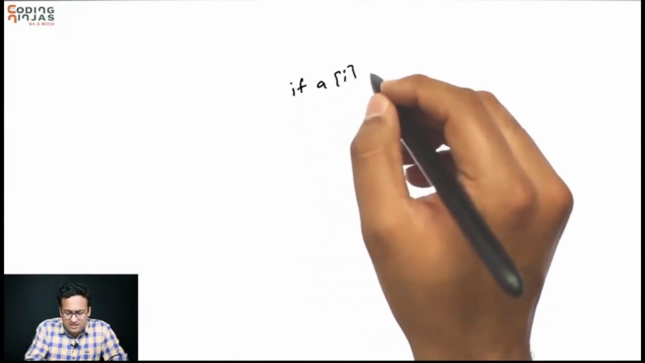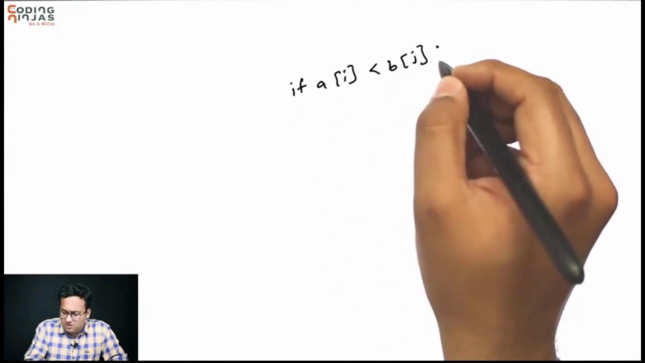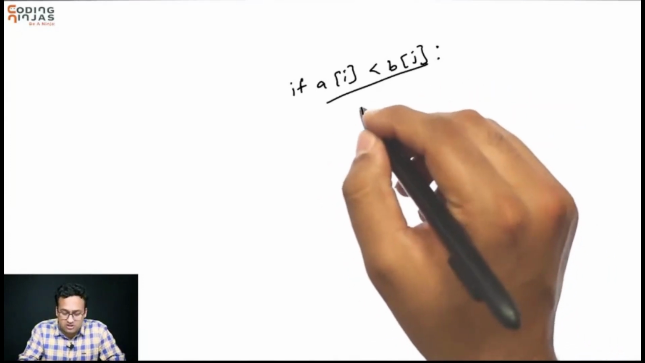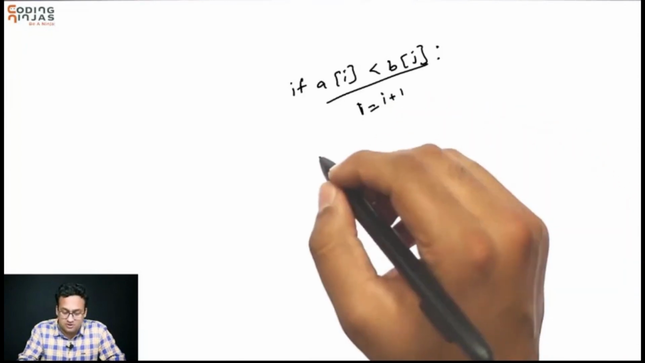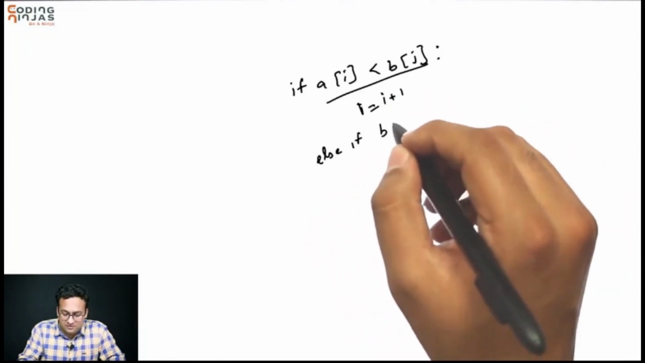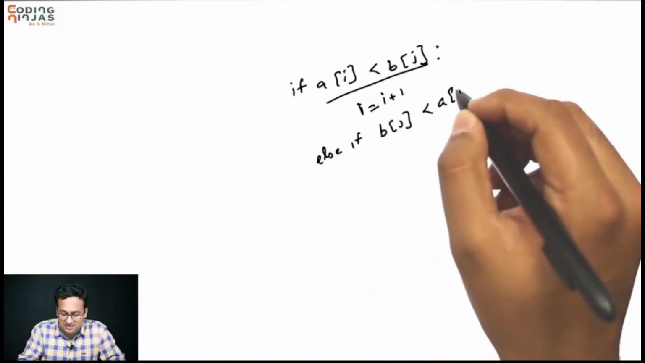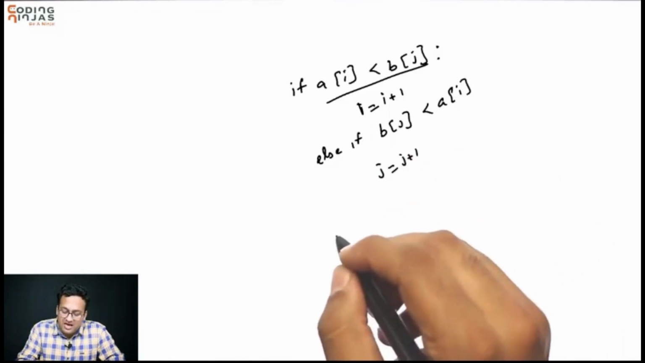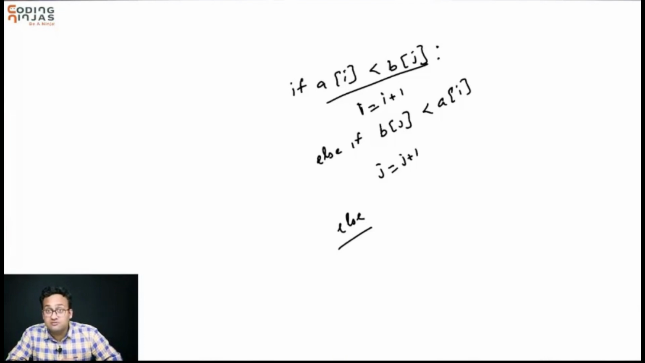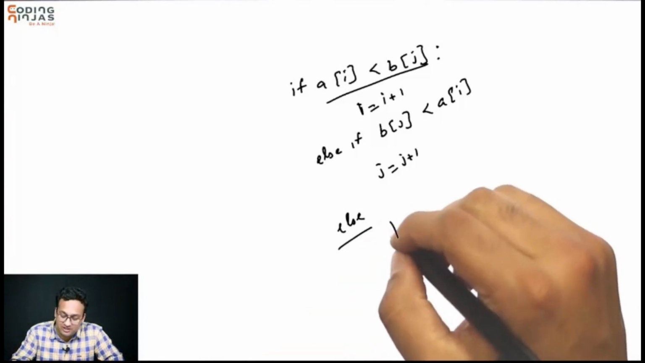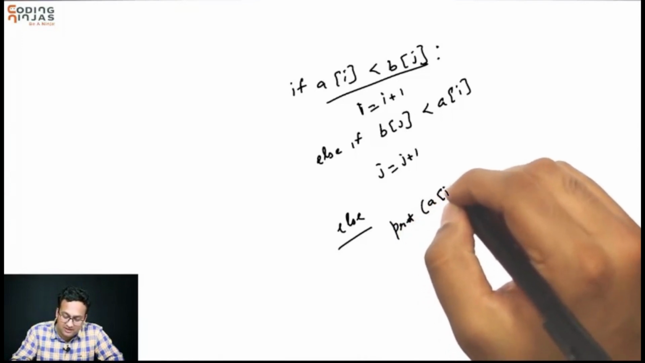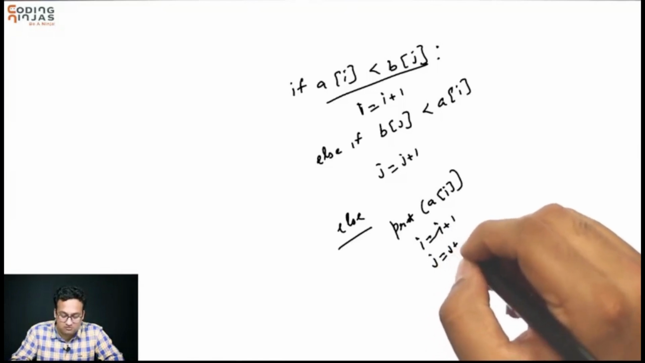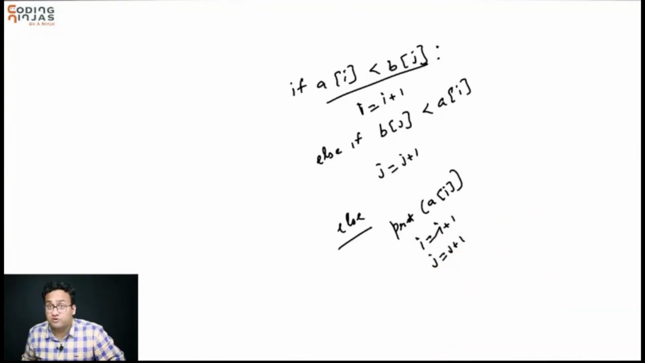If a of i is less than b of j, it's not going to be exactly this, I'm just giving you a hint. In this case a of i is smaller, so I will do i equals i plus 1. Else if b of j is less than a of i, that means j is pointing to a smaller element, so j equals j plus 1. Else they are equal, so you can print your intersection point here. So you can print a of i, and you have printed it, so now you can say i equals i plus 1 and j equals j plus 1. So just giving you an idea how the code will look.